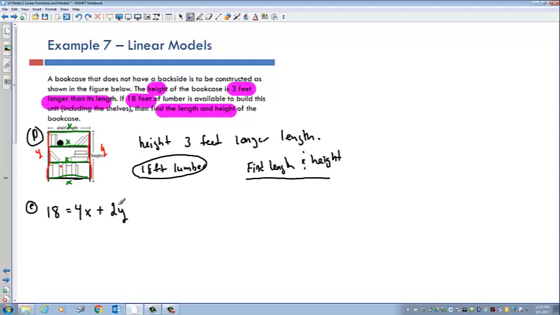Now the problem is you have both X's and Y's in here, so you're going to have to try to eliminate one of these variables, X or Y. And the way we're going to do that is we use this extra piece of information that they gave us right here.